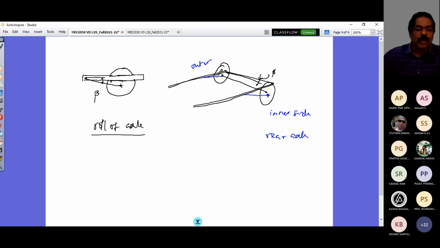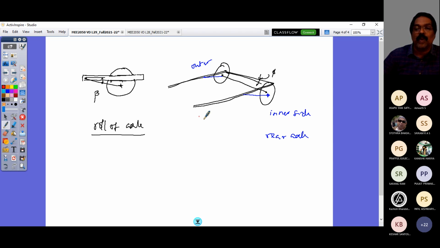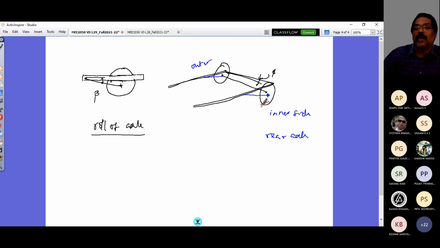The roll axis inclination is equal to the beta we have considered, and then the roll takes place. You see there is an increase in beta here and a decrease in beta here. This makes the generation of forces in this way. This wheel will be pulled forward and this wheel will be pushed backward. The roll steer effect is such that this axle roll makes this wheel pull forward and this one go backward, in the rear solid axle suspension.